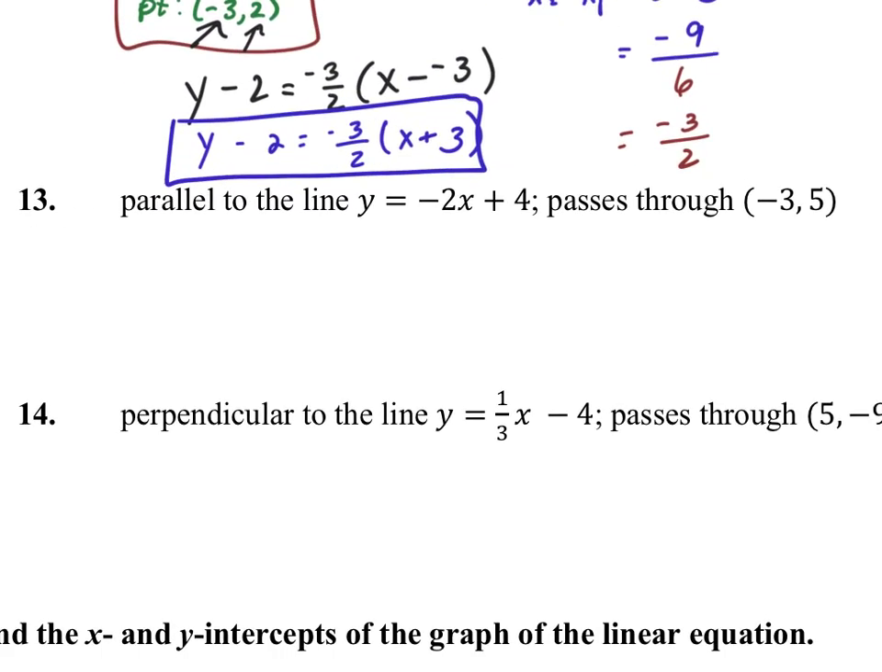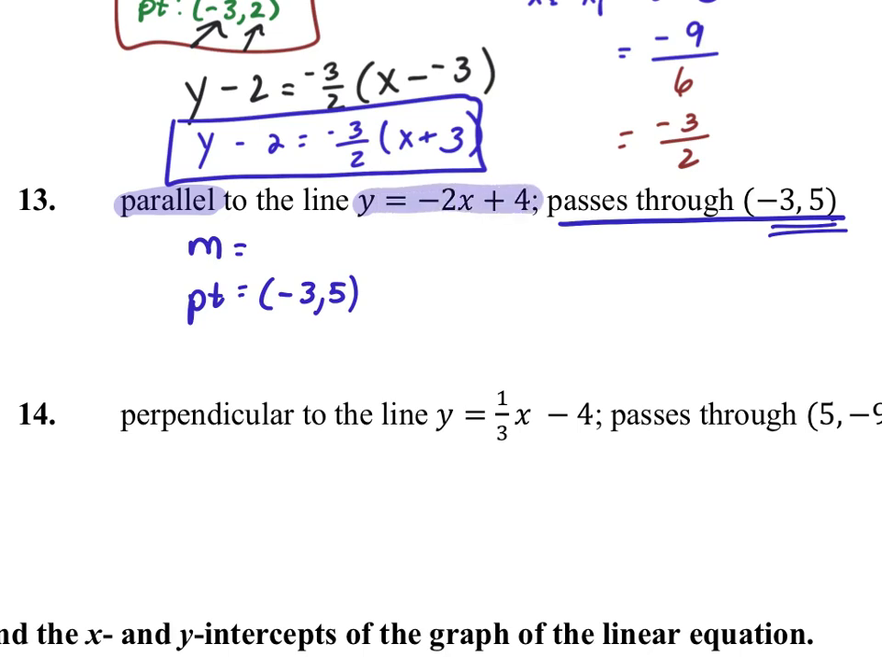13 now. Again, I'm writing the equation of a line. So I need a point, I need a slope. I got the point I want to go through. It says right here, passes through negative 3, 5. I have to figure out my slope. Well, with only one point, I can't find my slope. But it does tell me I'm parallel to this line.